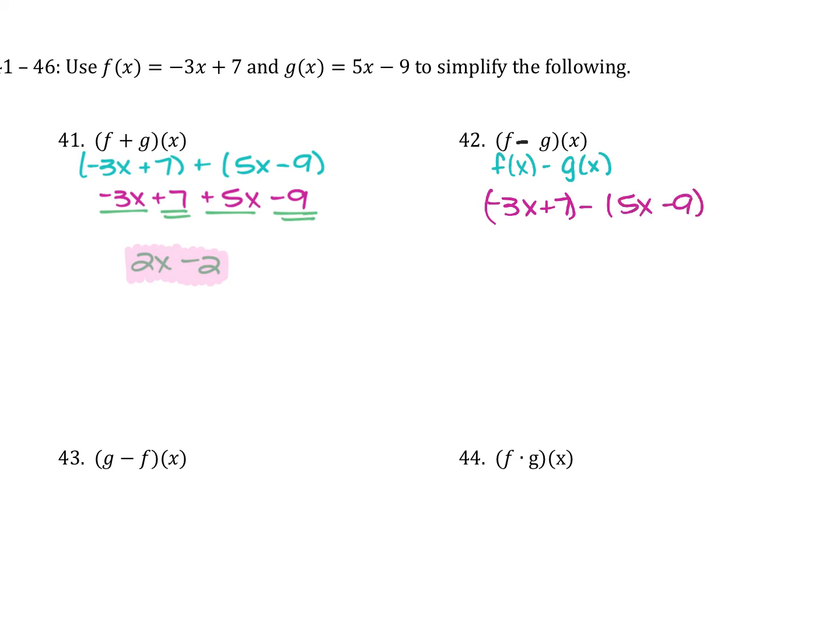You have subtraction in between these two sets of parentheses, so distribute the negative into the second set of parentheses. You have negative 3x plus 7 minus 5x plus 9. From here, combine your like terms. So your negative 3x minus 5x is negative 8x. Then you have 7 plus 9, which is positive 16.